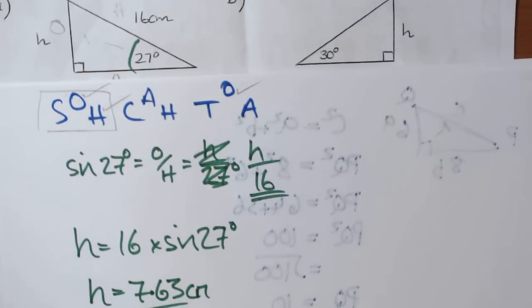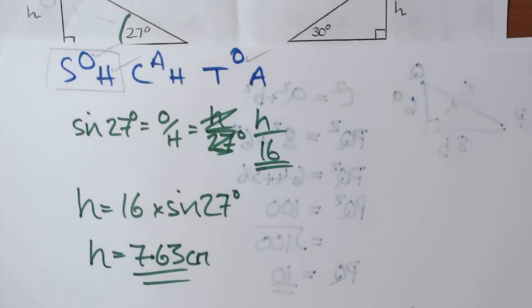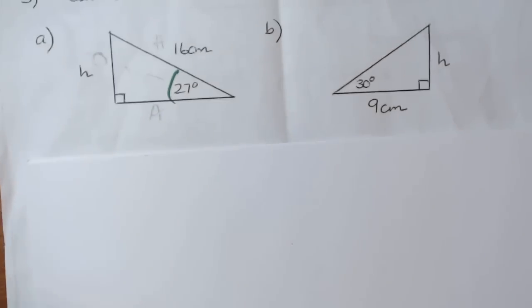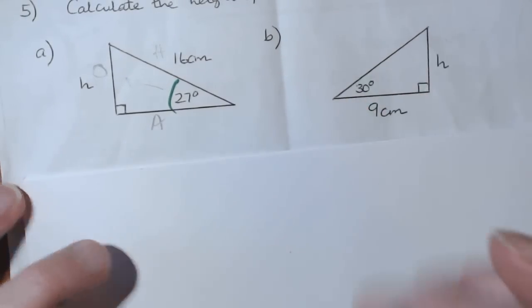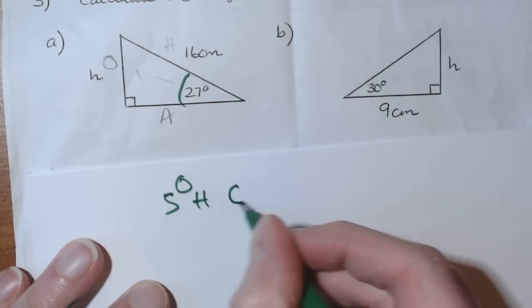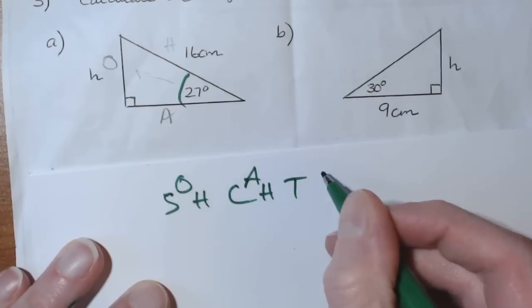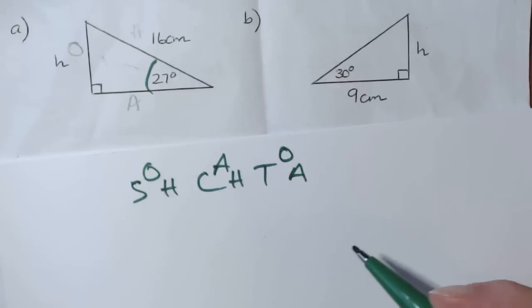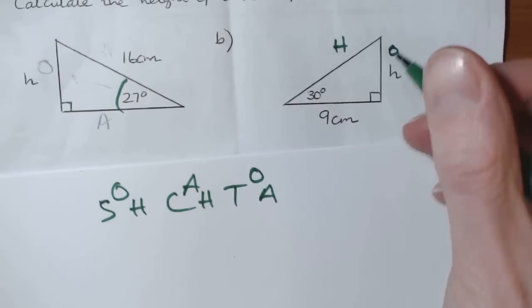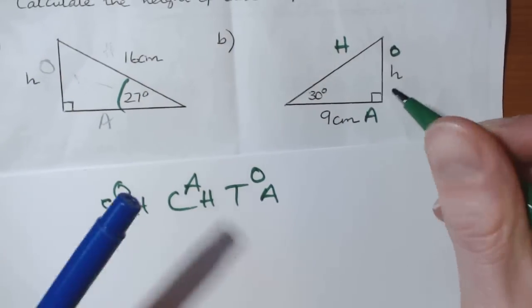I'll change the paper because the other side's showing through. Right. So we'll just do the same for this one. So this one, again, I'll just write that. Practice makes perfect. SOH CAH TOA. What we've got here is, we'll say, right, that's opposite, that's hypotenuse, the other one's adjacent.